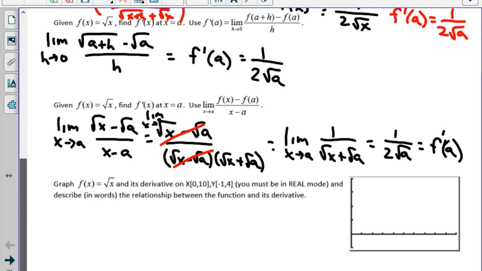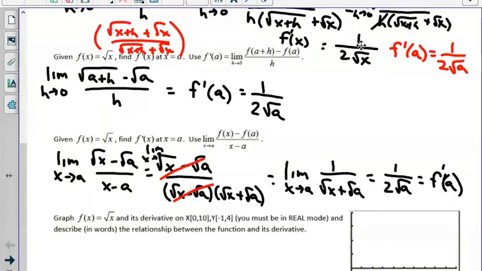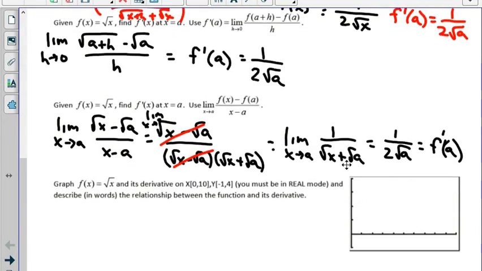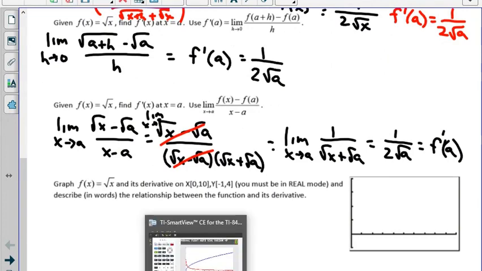What we're going to do now is we're going to graph both f prime of x and f of x on the same graph. So if f of x equals square root of x, that means the derivative is going to be 1 over 2 square root of x. So I'm just going to show you what it looks like on the graphing calculator.